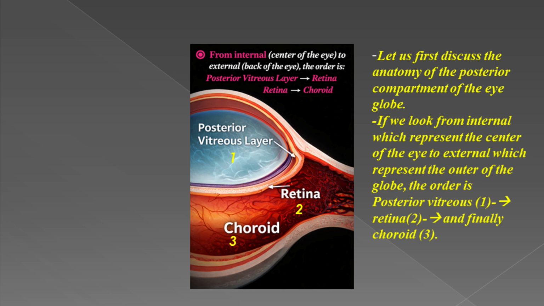Bismillah ar-Rahman ar-Rahim. Let us first discuss the anatomy of the posterior compartment of the eye globe. If we look from internal, which represents the center of the eye, to the external, which represents the outer part of the globe, the order is posterior vitreous number 1, retina number 2, and finally choroid number 3.